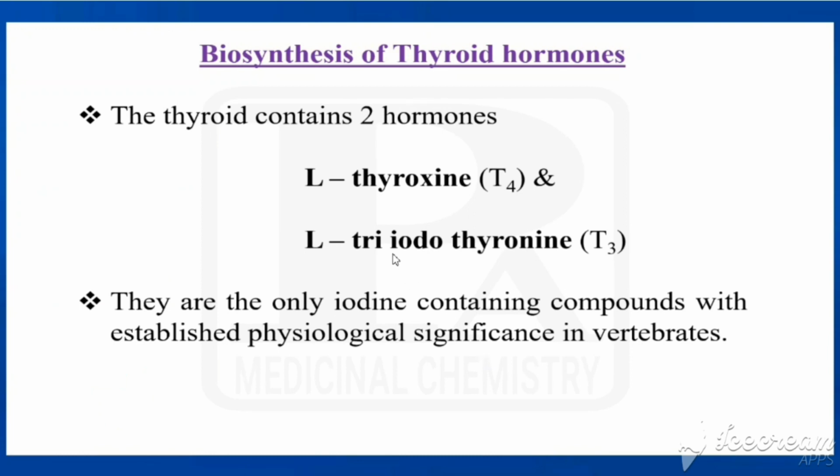Dear students, last class we have seen what thyroid hormones are and their examples. So in this class we are going to see the biosynthesis of thyroid hormones. Already we have seen many thyroid hormones. Of these, two are very important: T4 and T3. T4 is otherwise called L-thyroxine, and T3 is called triiodothyronine. These are the only iodine-containing hormones having physiological properties.